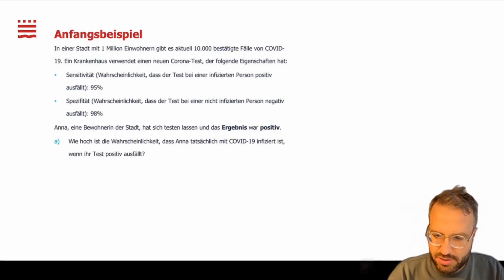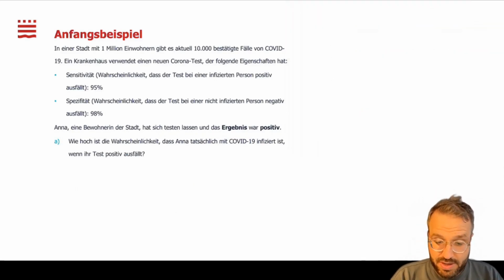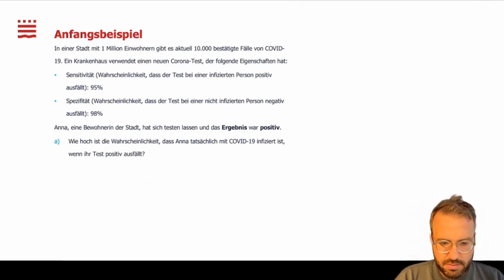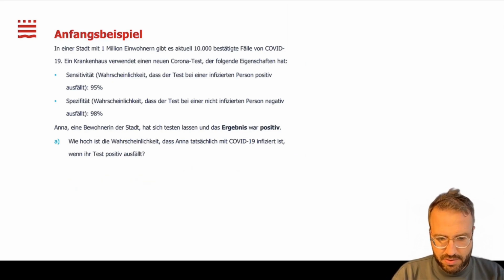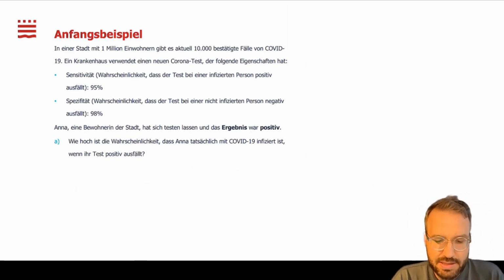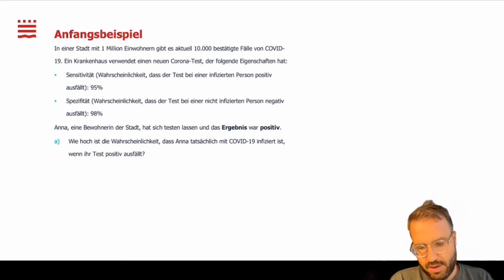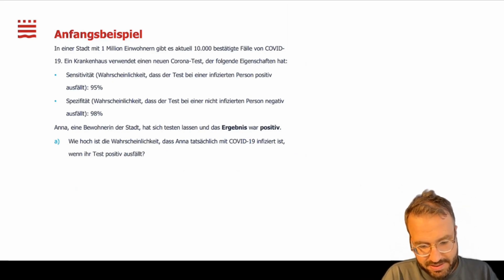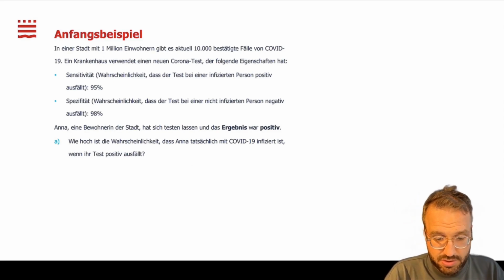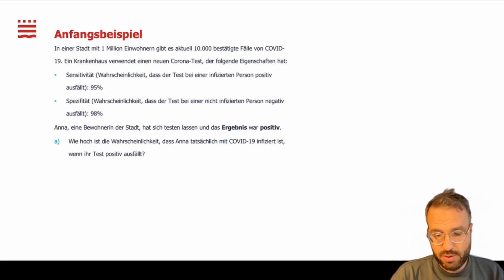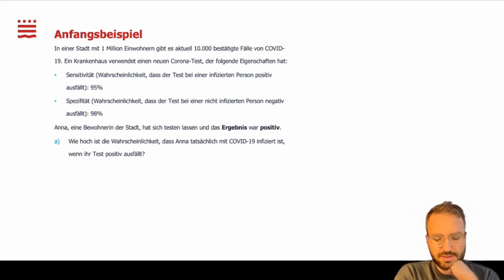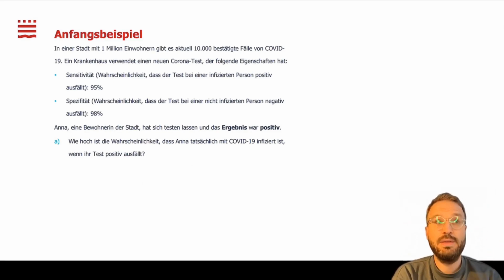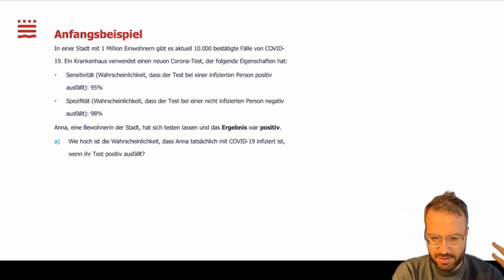So here we have our situation. We will at least do A, and I would leave B to you. So we have the following situation again for everyone. We have a city with 1 million inhabitants. There are confirmed cases. We have these characteristics of the tests, and we want to know what the probability is that someone is actually infected with COVID-19 if their test result is positive.